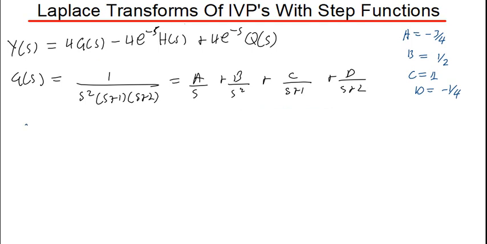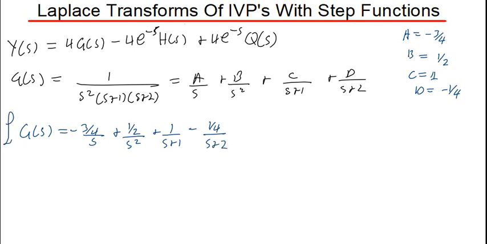It tells me to say my g of s, I can write it as my a, which is minus 3 over 4, divided by s. My b, which is 1 over 2, that is 1 over 2 over s squared. My c, which is just 1 over s plus 1. Then my d, which is minus 1 over 4 divided by s plus 2.